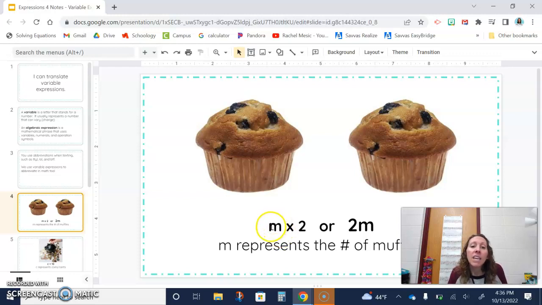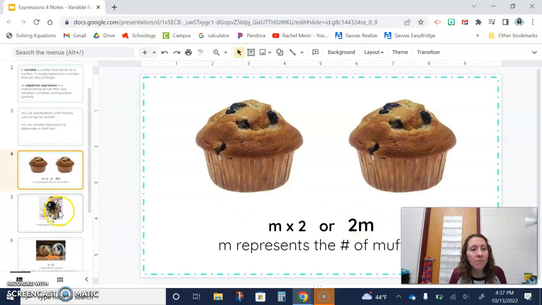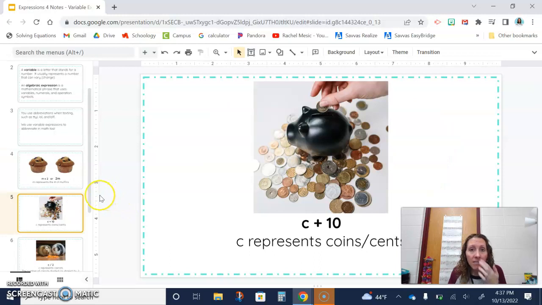So if we have the expression M times 2, that can also be written as 2M, that would mean double the number of muffins, or 2 times the number of muffins. Okay. And a lot of these expressions, there's more than one way to say it in English.